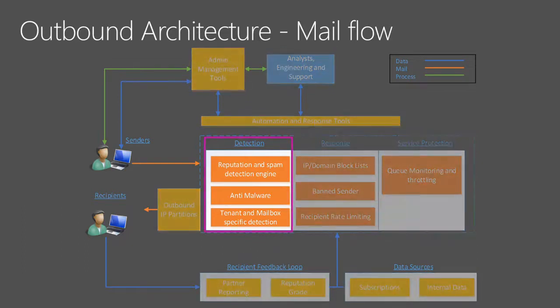Okay. So again, in this case, the sender is going to be from within our service, and it could be on-prem, it could be hosted. First piece that we're going to hit is detection. And that's going to be, again, reputation, content filtering, all that good stuff. Anti-malware component, exactly the same. And tenant and mailbox specific detection if you are sending it to somebody else who's also within our service.